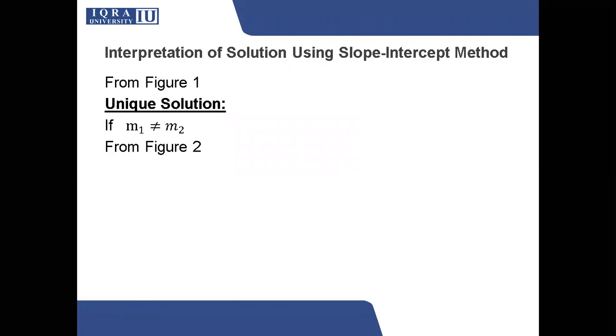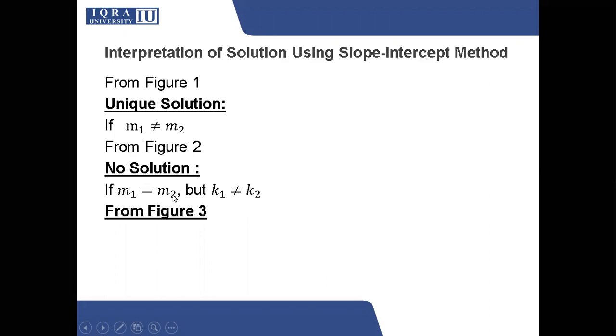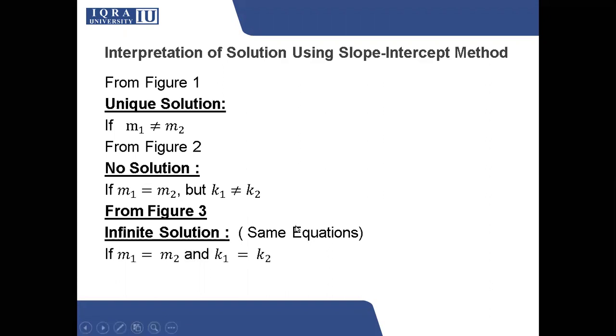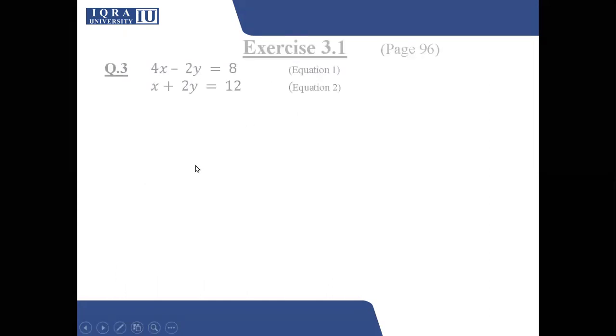If you look at figure number 2, which was a case of no solutions, we can figure out if we have a case of no solution when we compare the gradients as well as the k, which is the y-intercept. If our gradients are the same but our y-intercept is not, then this is a case of no solution. And similarly, from our figure 3, which is a case of infinite solutions, if our gradients are the same and our y-intercepts are the same, this will be a case of infinite solutions. So this is the interpretation of solutions using the slope intercept method.